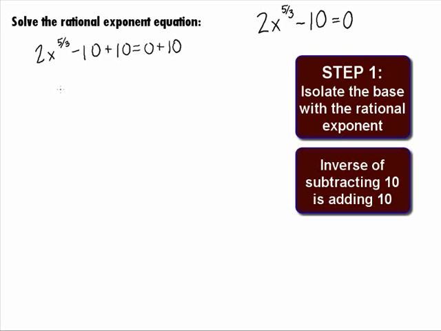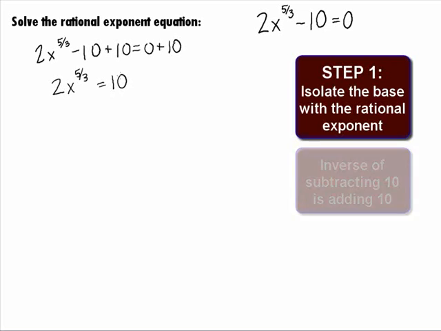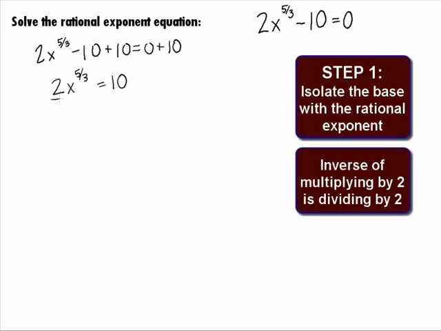This will simplify to be 2x to the 5/3 power equals 10. Now we can divide both sides by 2 and get 2x to the 5/3 power over 2 equals 10 over 2, which will simplify to be x to the 5/3 power equals 5.